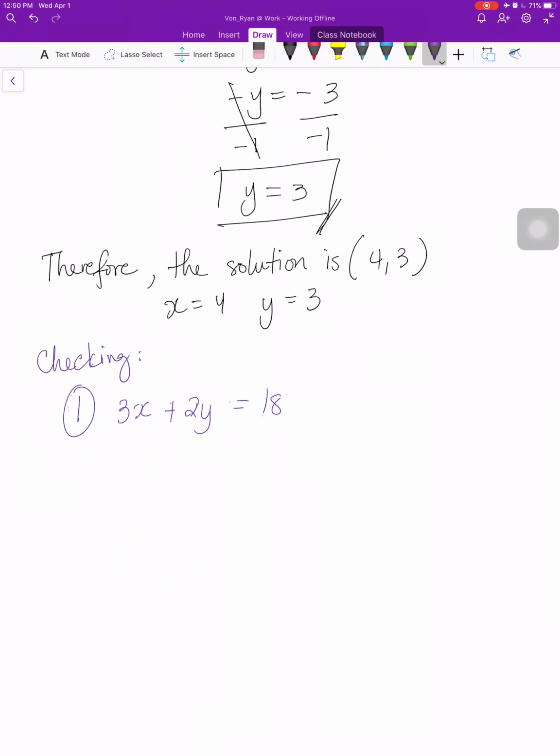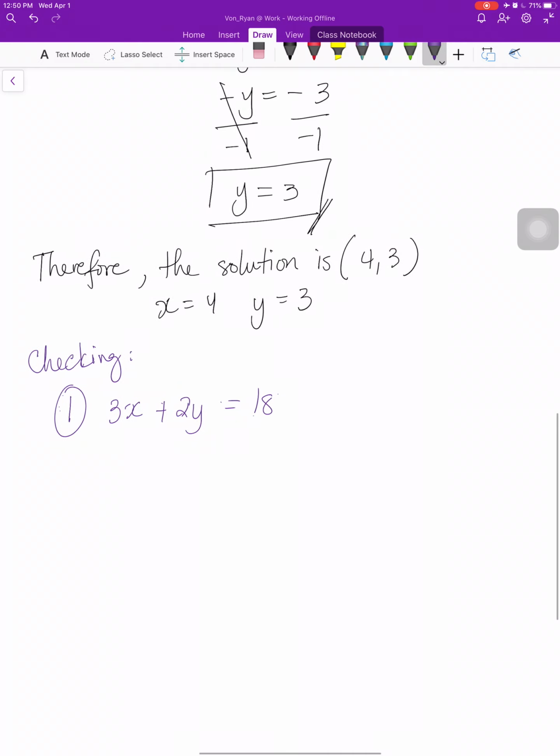Let's take my, what happened to my pen? Give me a sec.